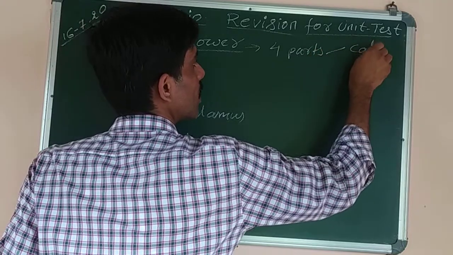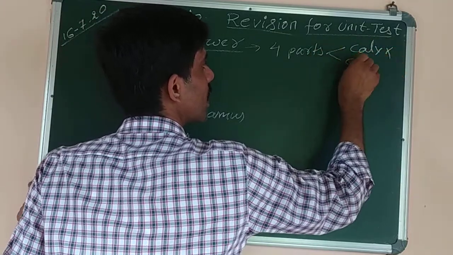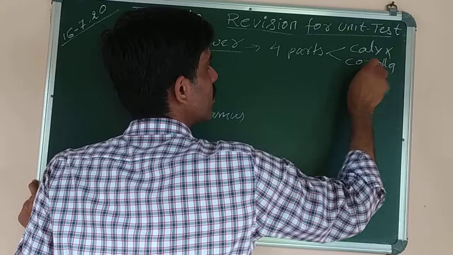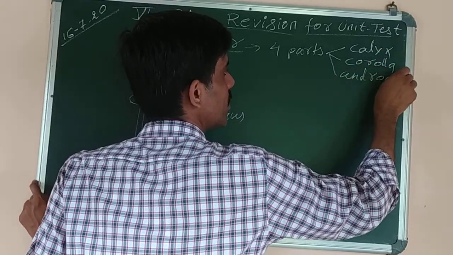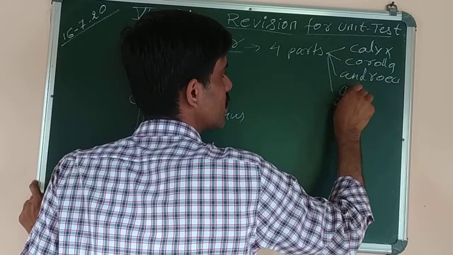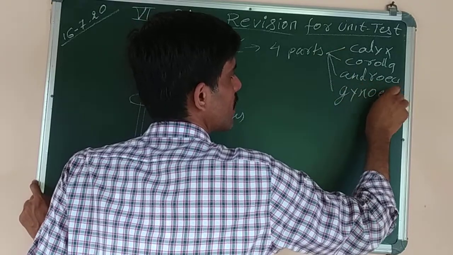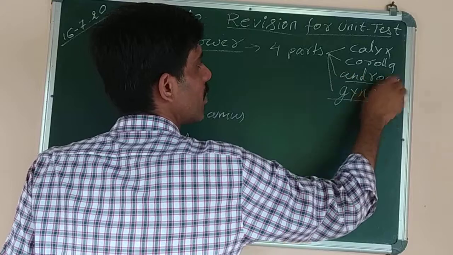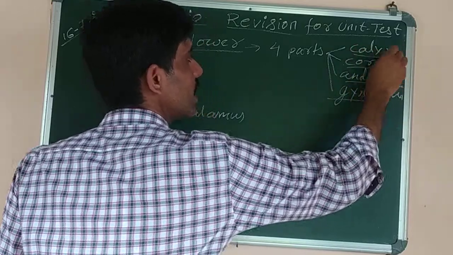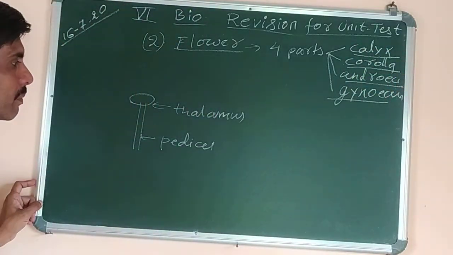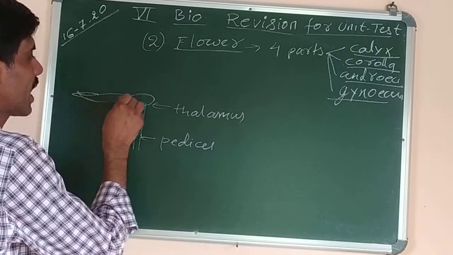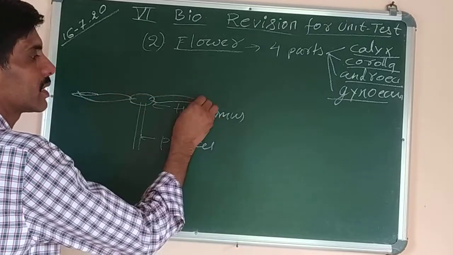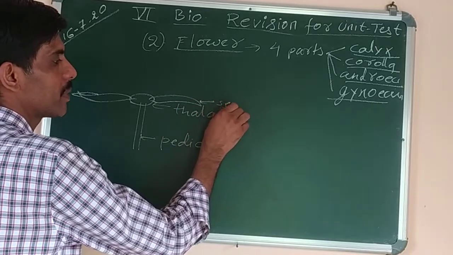Calyx, corolla, androecium and gynoecium. Androecium, and the fourth one is gynoecium. Gynoecium means, gyna means female part. Androecium is the male part. This is the colorful leaves, and this is the outermost wall. The outermost wall is made of leaf-like structures known as calyx, and this unit is known as sepals.